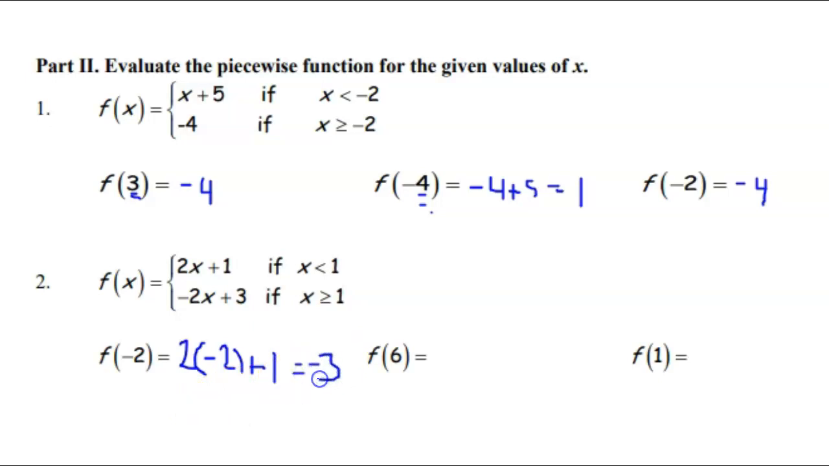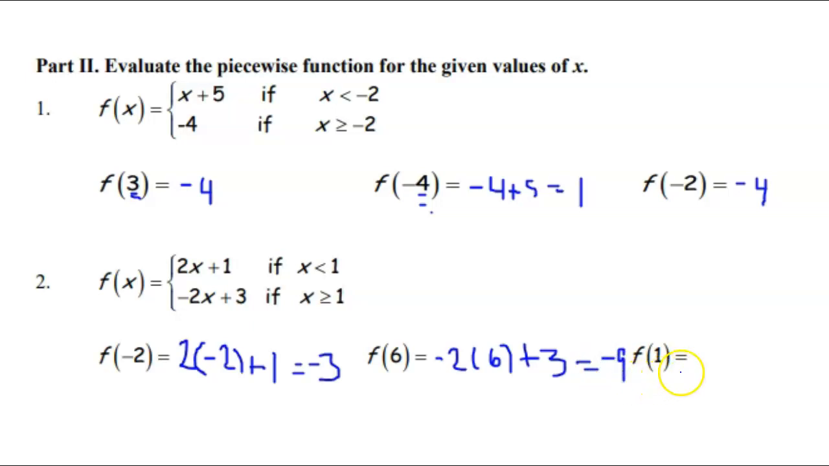All right, let's look at this next function, f of 6. F of 6, that's greater than 1. So we're going to be working at the bottom function. I'm plugging into the bottom function, or -2 times 6 plus 3. And I know -2 times 6 is -12 plus 3 would be -9.